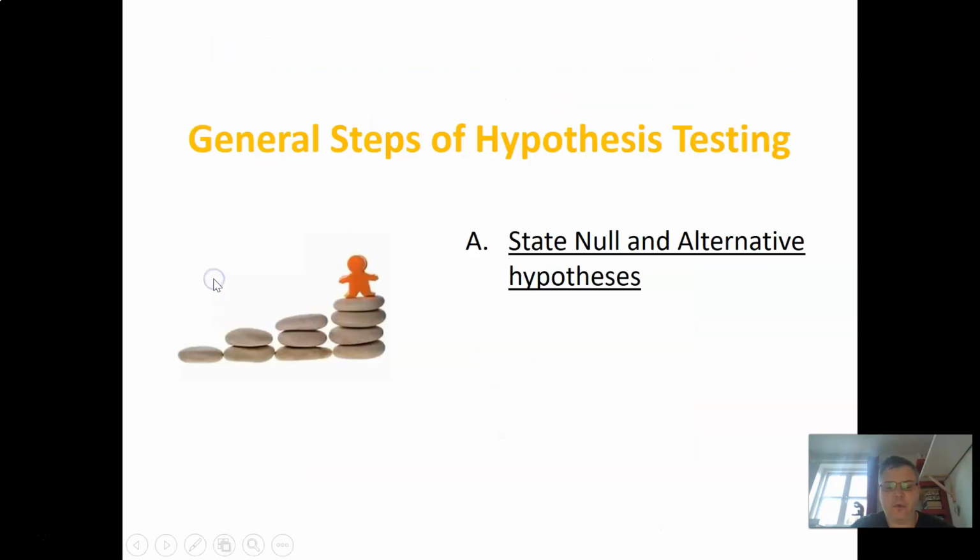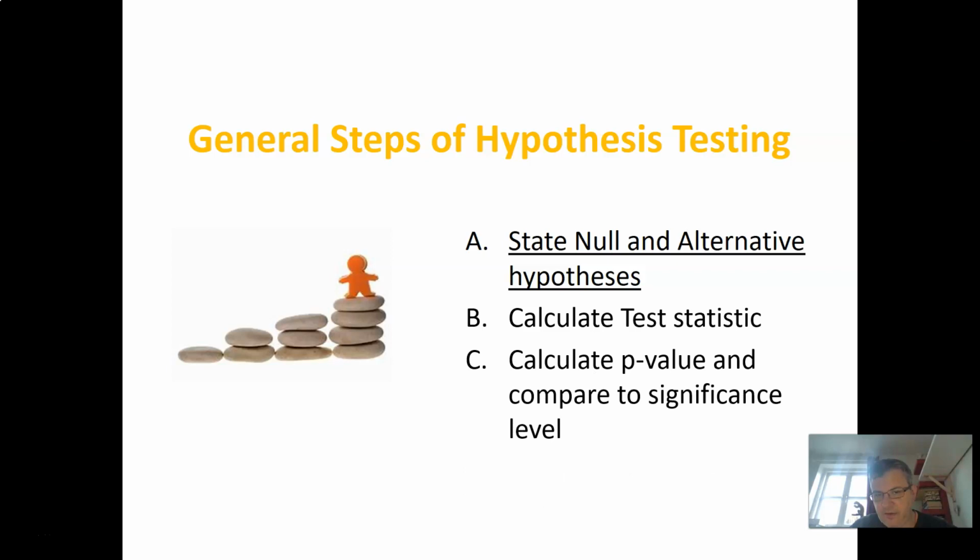There are these four general steps in doing hypothesis testing. Step one is stating the null and alternative hypothesis, and we did it in another video. This video is about the other steps: calculating a test statistic, and converting it to a p-value, which we use to make a conclusion about whether to reject or accept the null hypothesis.